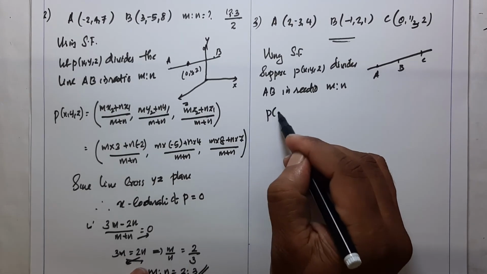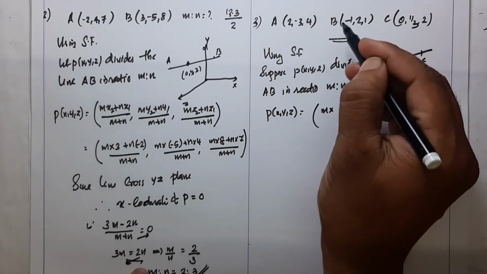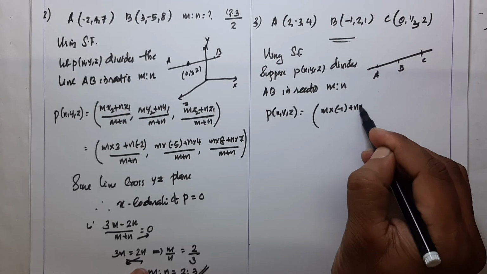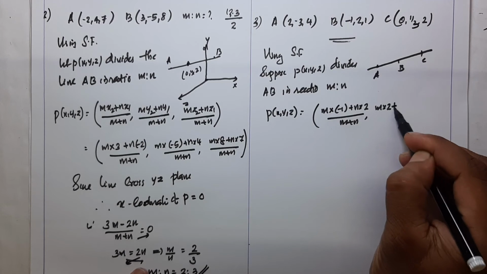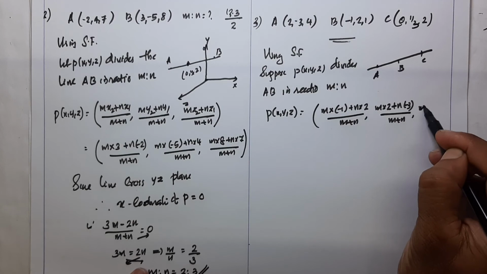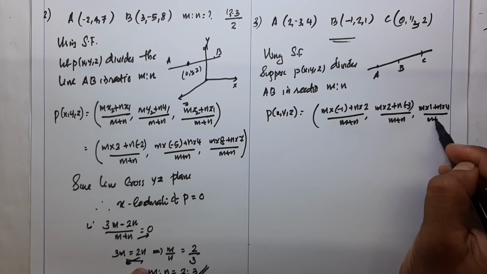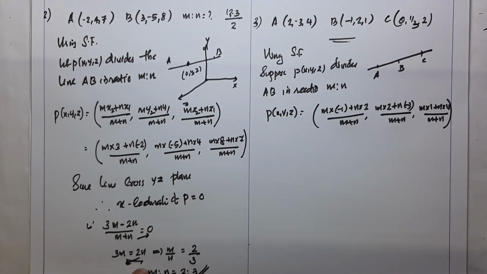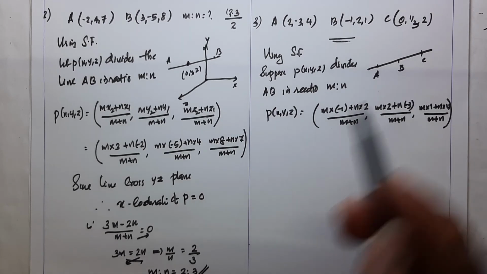Therefore, using the section formula, P(x, y, z) is equal to m into x2, where x2 corresponds to -1, plus n into x1, where x1 corresponds to 2, divided by m plus n; m into y2 plus n into y1 divided by m plus n; and m into z2 plus n into z1 divided by m plus n. That is P(x, y, z). Now, we coincide this point P with C.